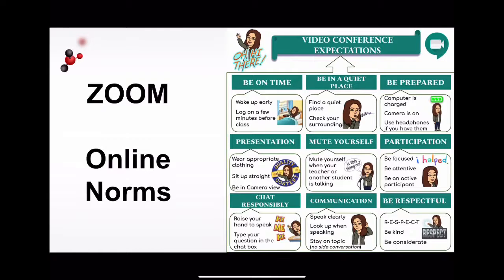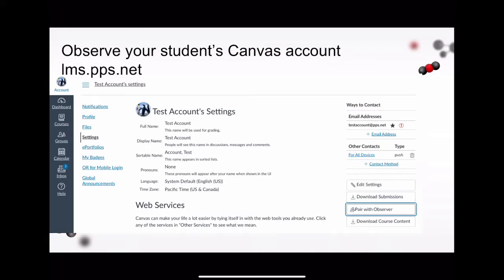Students have been made aware of my online norms and expectations for them as they run through synchronous meetings. I expect them to be on time, to have things charged. They will be muted as they come in, and I expect them to advocate for themselves as they navigate online learning. I want to give you the opportunity to observe your student's Canvas account.